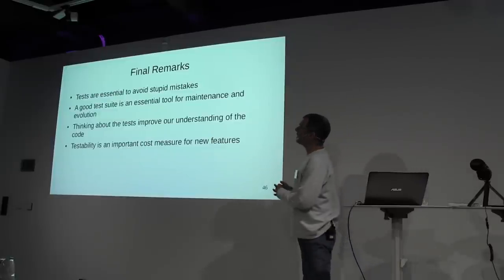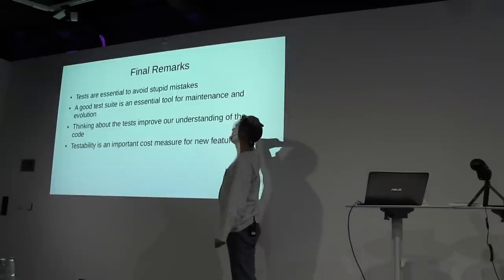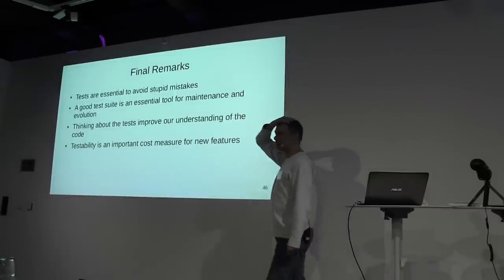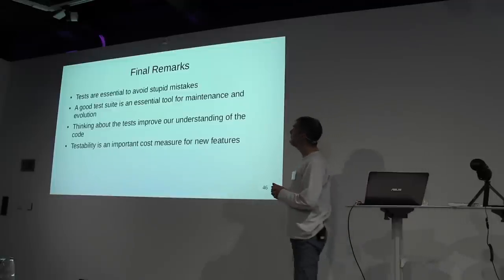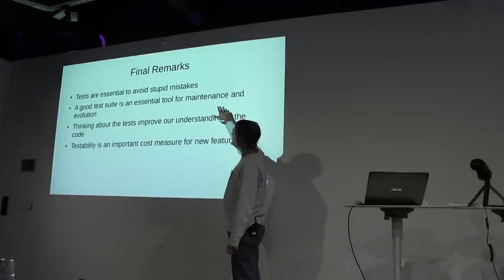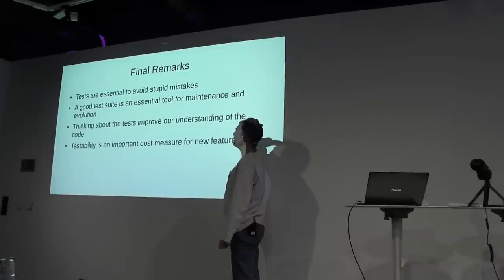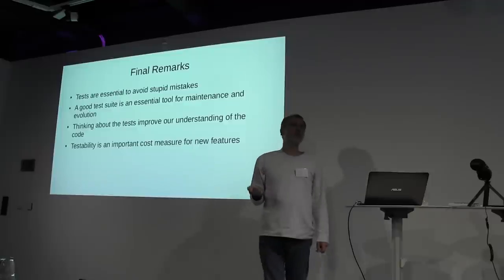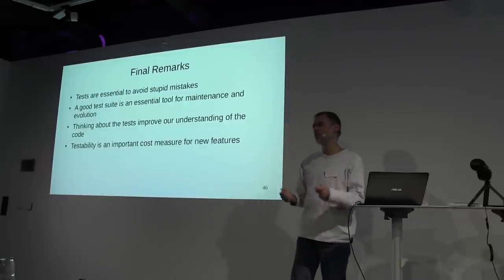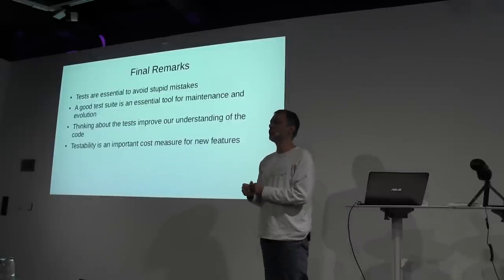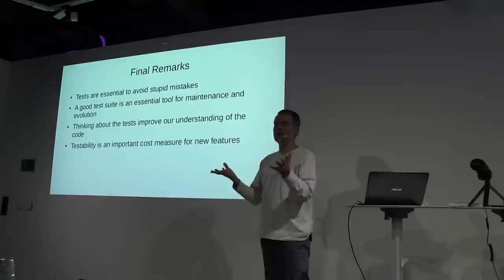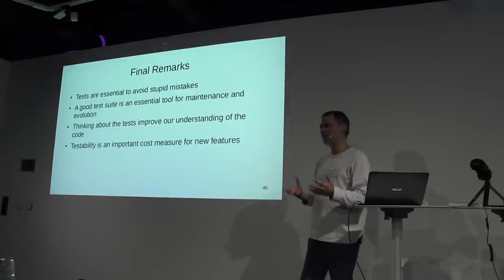And so, as I said, tests are very important to avoid stupid mistakes. Although we have all kinds of complex tests, most of the things we get are stupid mistakes. A good test suite is an essential tool for maintenance and evolution. It gives great confidence when you change anything in the code, mainly when you do big changes that involve a lot of different parts of the code. A good type system is also a very good help, but tests are even more important than a type system.